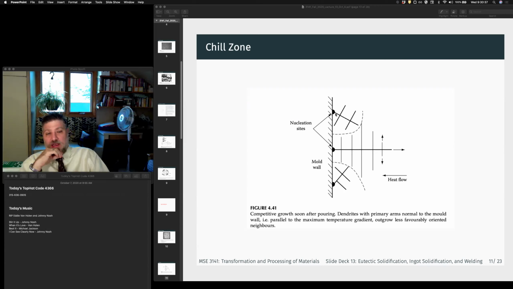We know that the dendrites have easy growth directions. What's the typical growth direction for cubic metals? 1, 0, 0. The 1, 0, 0 directions. So the dendrites will grow along the 1, 0, 0 direction that is most closely aligned with the thermal gradient. Dendrites that have the 1, 0, 0 direction parallel with the heat flux direction will grow straight out.